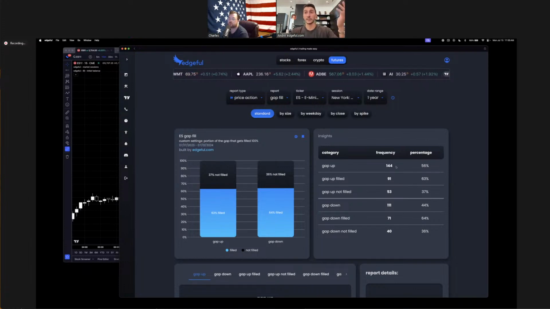And then you can see the actual instances always in the table form of whatever you're looking at. So here, there's been 144 gaps up. There's been 91 times where the gap has filled, 53 times where the gap has not filled. There have been 111 gaps down, 71 times the gap down is filled, and 40 times it has not filled.